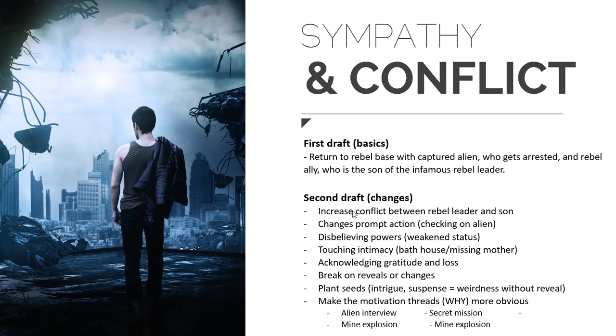So here are some of the changes that I made. I increased the conflict between the rebel leader and the son. So instead of just, welcome home, they're on the same team, I put a lot of disapproval on the son. And rather than this guy, he was just supposed to go on a simple little task, but he ended up meeting Rhea, who's the protagonist, and then following her into the mines, which was basically a suicide mission, in order to retrieve this piece of alien technology.